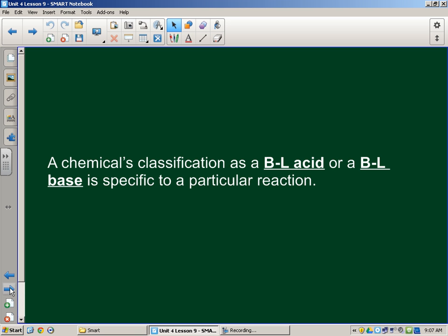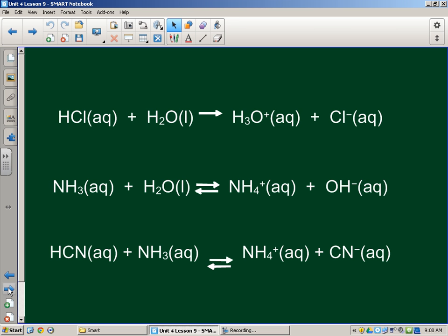A chemical's classification as a Bronsted-Lowry acid or a BL base is specific to a particular reaction. So each reaction is different, all right, is what they're saying. So it's specific for that particular reaction. When we say BL acid, BL base, we're of course talking about Bronsted-Lowry acid, Bronsted-Lowry base. We're not going to write out Bronsted-Lowry every time. We're just going to call it BL base and BL acid, okay. All right. So it is specific to each particular reaction, right?